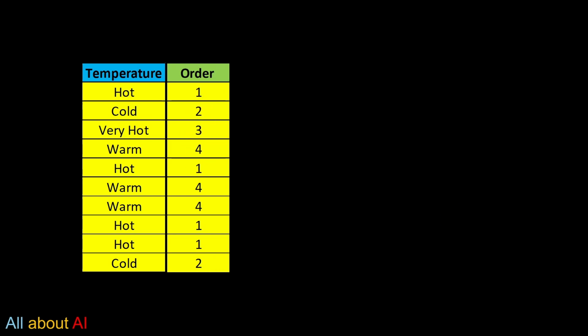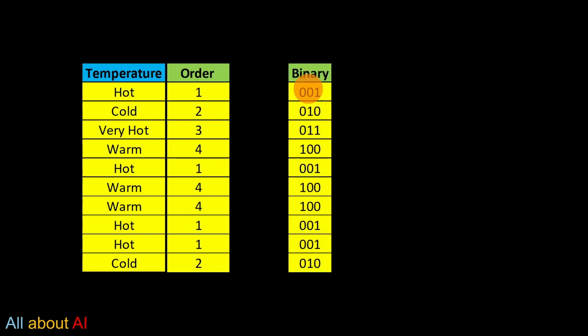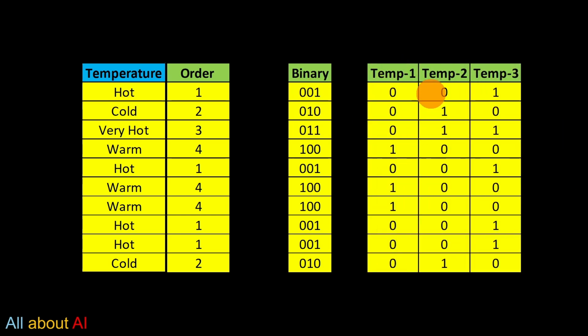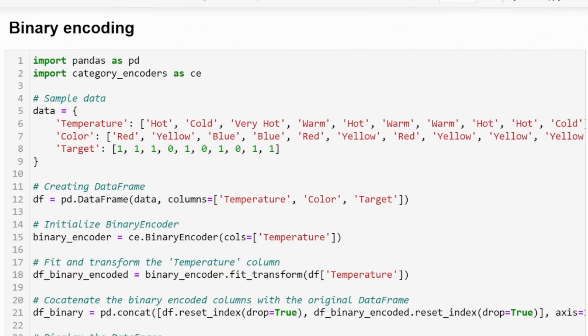Now these numbers are converted to binary value. Since the highest order is 4 here, we will need 3-digit binary number. Finally, from these 3 digits, 3 columns are created with respective 1 and 0 for each column. Now, let's dive into the Python code to see how to implement binary encoding.